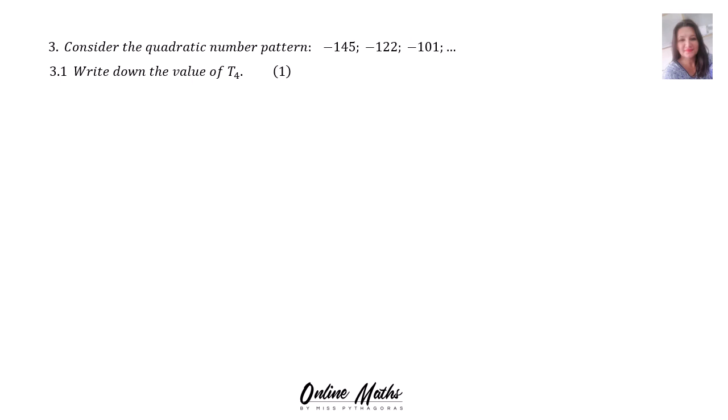So in order for you to find the value of T4, you are looking for a value that you're going to add to get to the next term. So you will see that this is quite a lot of work for 1 mark. First, you have to find the first second difference. So what does that mean? That means this is term 1, term 2, term 3.